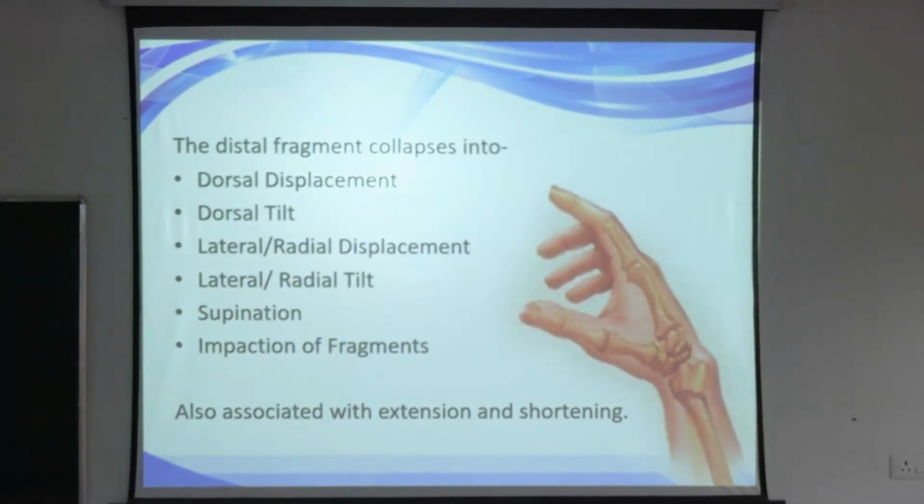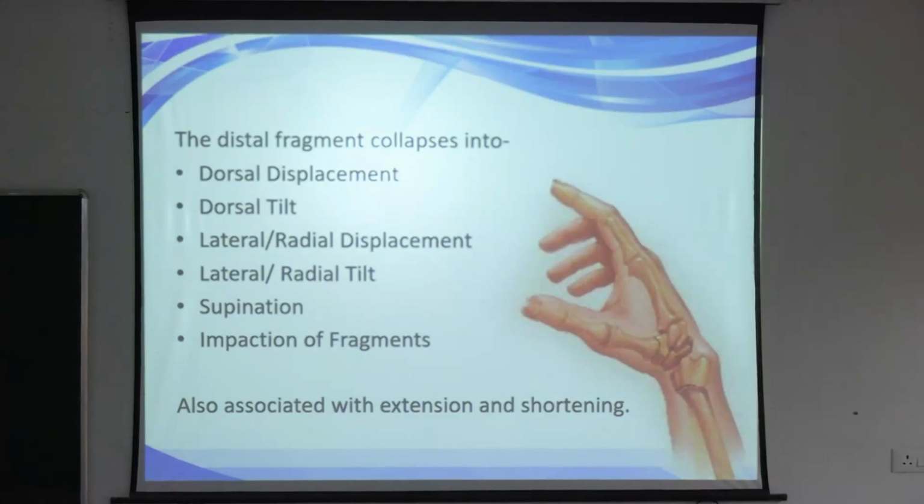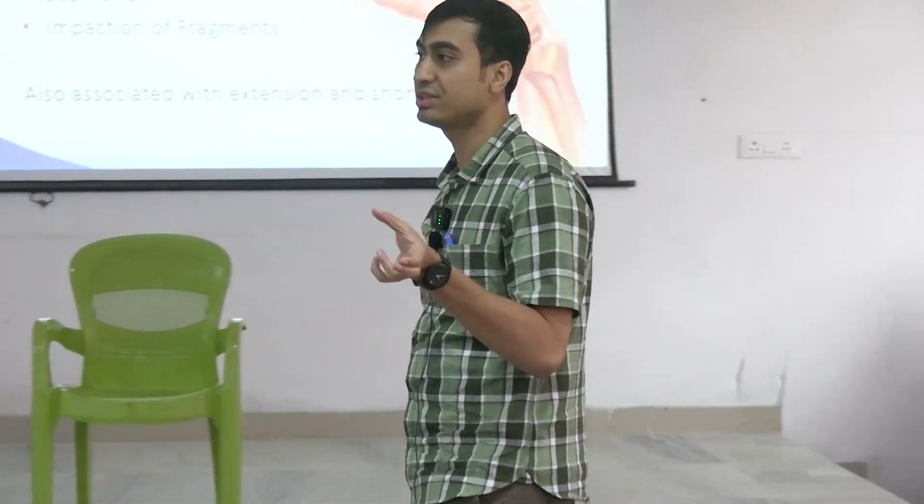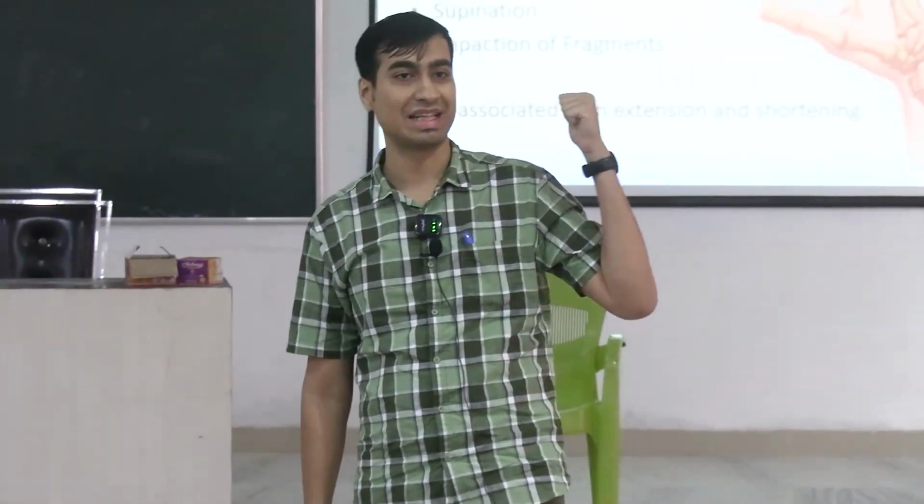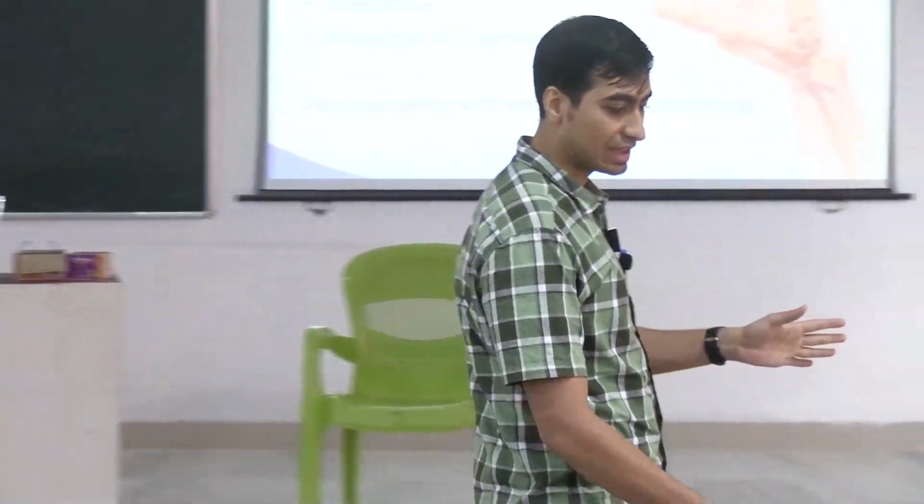So yeah, components are already there, see? Dorsal displacement, dorsal tilt, radial displacement, radial tilt, supination and impaction of fragments. So this is the entire spectrum of Colles fracture. So if a Colles fracture comes in your exam and you have to write the components of Colles, this is one important slide you have to memorize. How it happens, that is what I was explaining.